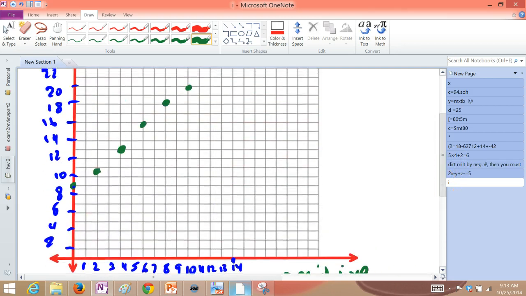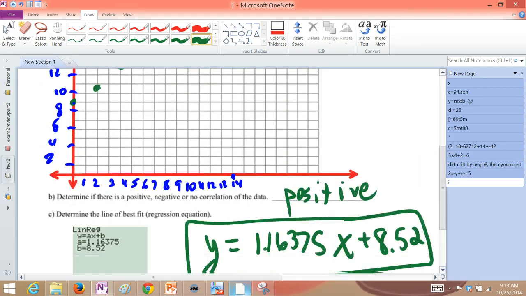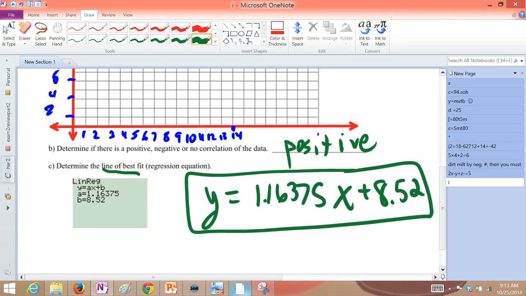That's a line that will come up and pretty much fit this. They don't all land on that line, but it's called the line of best fit, the regression equation. Alright, and that is all.